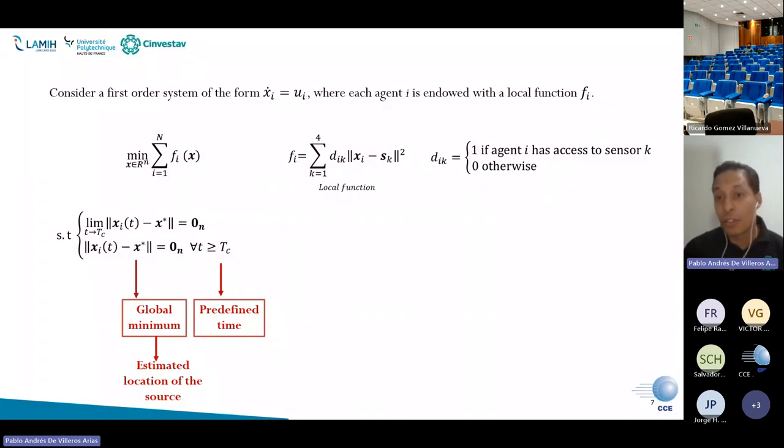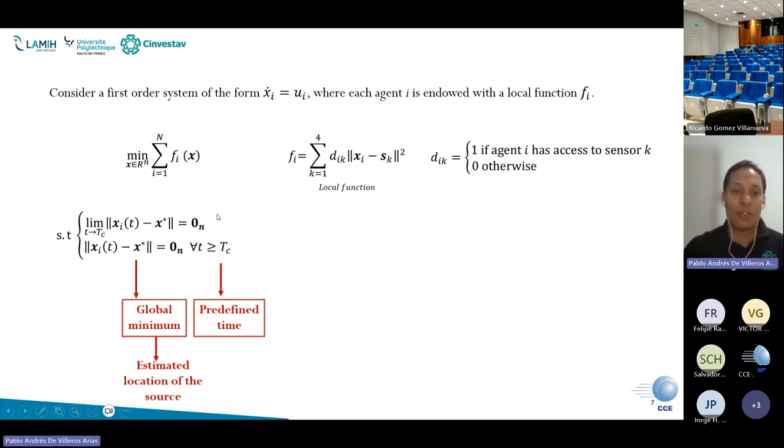And we define the local functions, as you may see here, as a quadratic form in which we have the difference or the distance between the position of the agent and the position of the activated or active sensors connected to the particular agent. As you saw before, maybe an agent has the possibility to connect to several sensors. So we have here a parameter d_ik that is one if the agent i has access to the sensor k, or zero otherwise.